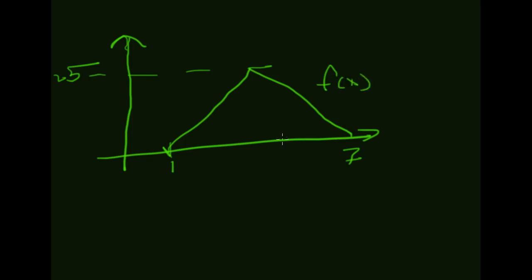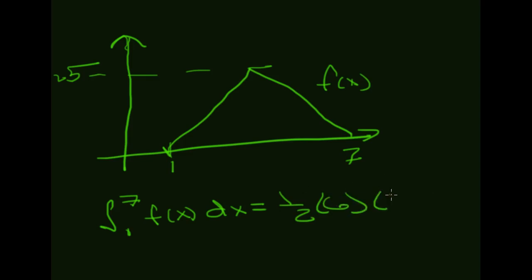It would be like a piecewise function, right? So the integral from 1 to 7 of f of x dx here would be 1/2, and the base of this thing is 6, right? The height of this thing is 5, and well, that's half of 30, which is 15. All right, so there we go. It's just the area of the triangle right here. All right, not too bad.